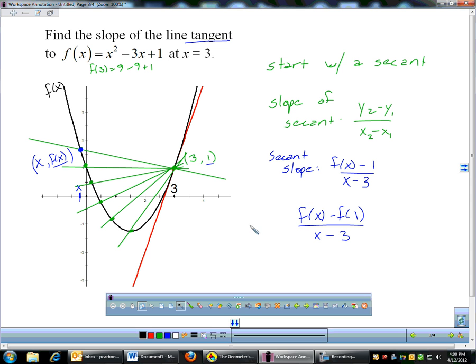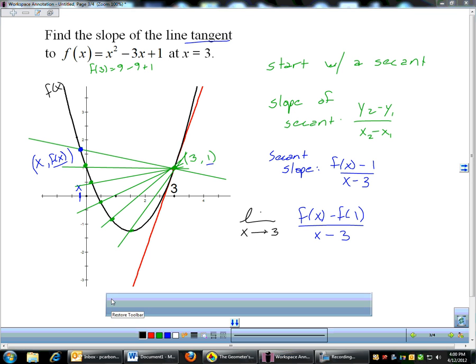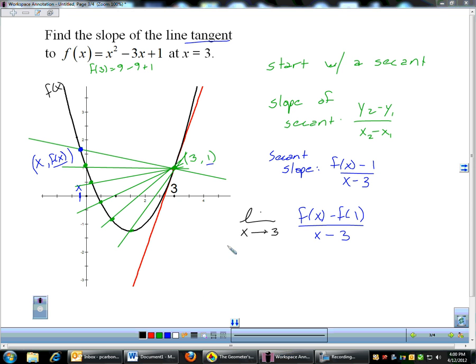We take that x and we move it closer to 3. And we do that with the limit. So once I take the limit of this thing as my x gets closer to 3, this thing actually becomes the slope of the tangent. And once we set up the limit, then we start plugging in and we start solving.